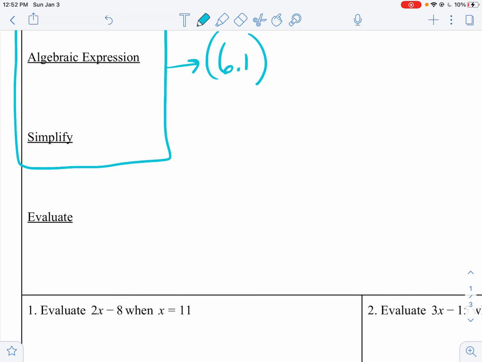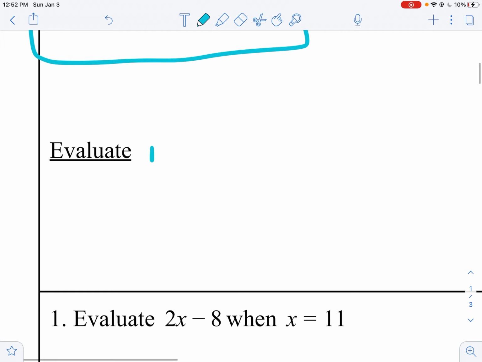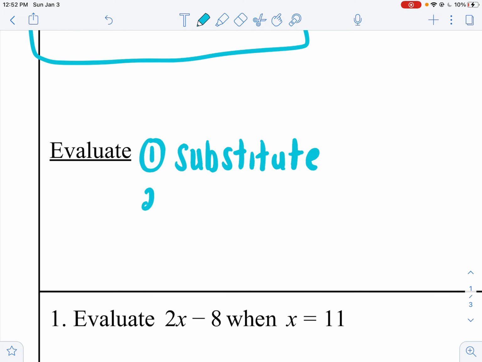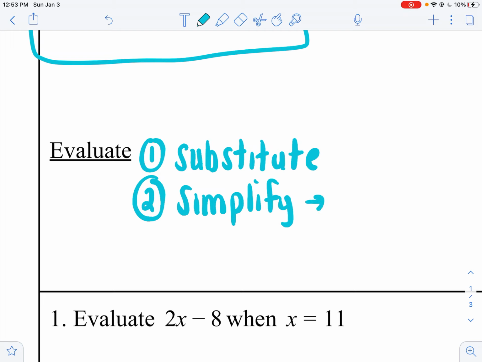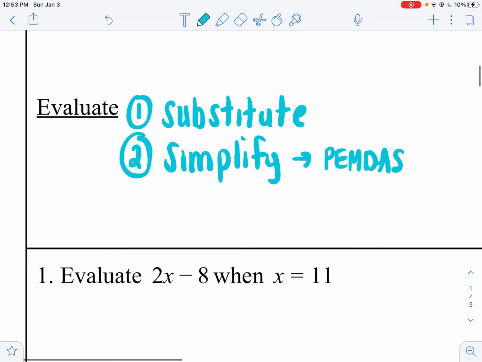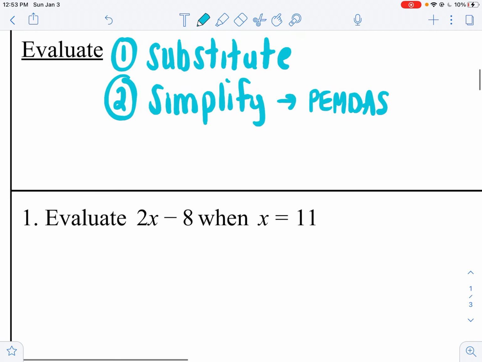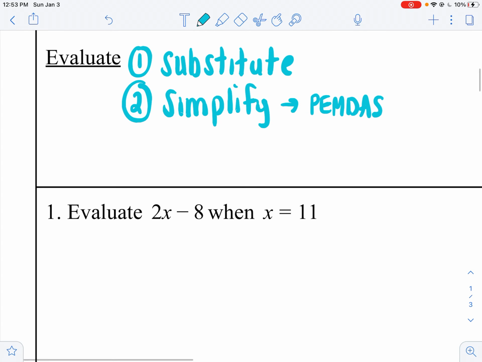Now, evaluate has two steps. Our first step is to substitute. And our second step is to simplify. Now, we know two different ways to simplify. If we have a numerical expression, we're going to use PEMDAS, which after we substitute, we are going to be left with a numerical expression. So we are going to use PEMDAS to simplify, okay? And I'm going to show you an example right here while we're looking at this little checklist.